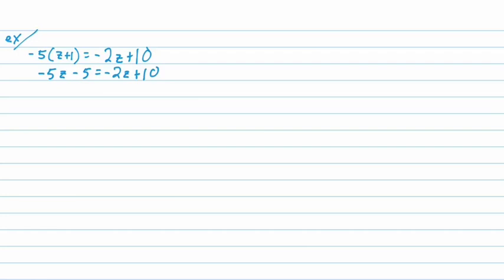Okay, the variables have to cancel out if it's going to be a special solution, a no solution or an infinitely many solution. So in order for them to cancel out, they have to be the exact same on either side of the equal sign. In this case, are they the exact same? Negative 5z and negative 2z, are they the exact same? No, they're not. Which means it's going to have one solution.